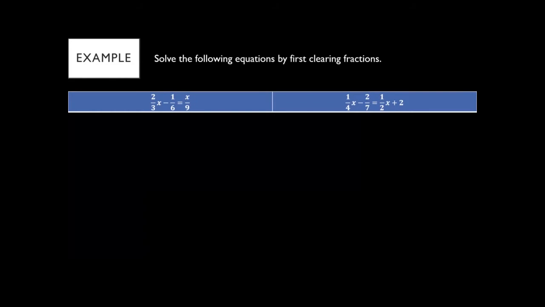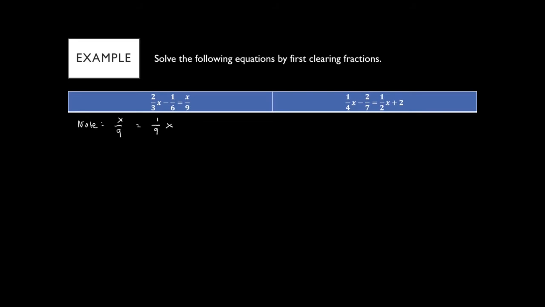So I've got two examples on this slide. We're going to do the one on the left first. So we have 2/3 x minus 1/6 equals x over 9. Now, just a note here, that x over 9 is the same thing as 1/9 x. If you don't like to see the x on top of a fraction, you can put it in front. Those are equivalent, and that's important to know when you're simplifying. I'm going to work with the x over 9 just so you can get practice with that.